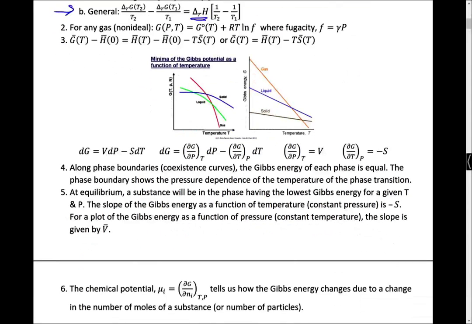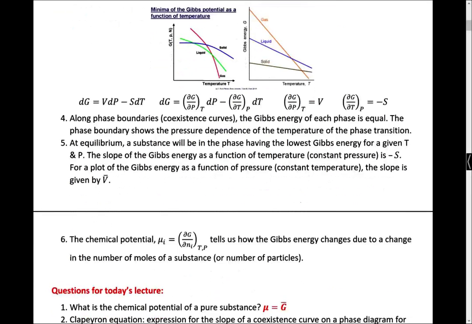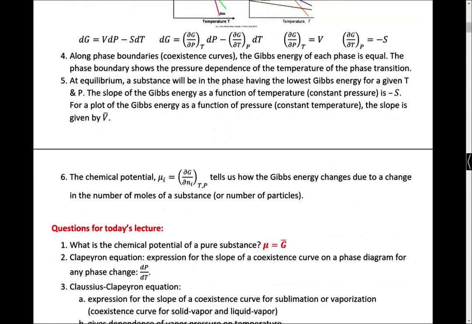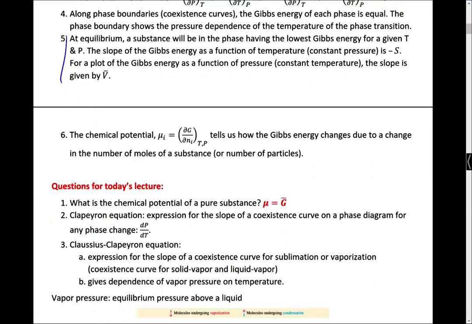Okay, so we've pointed out that when we're along the coexistence curves on a phase diagram, the Gibbs energy of the 2 phases at equilibrium are identical. Thus, delta G for the phase transition is equal to 0. We already talked about this portion, so we don't need to do it again.